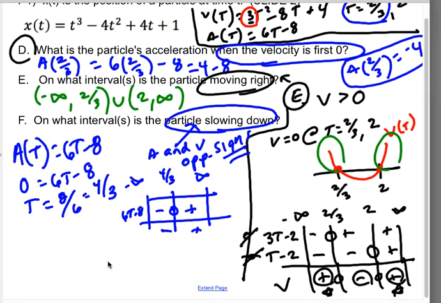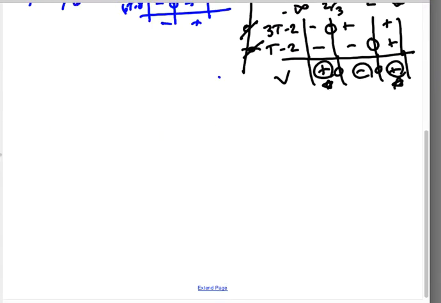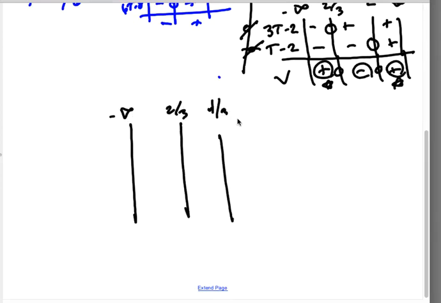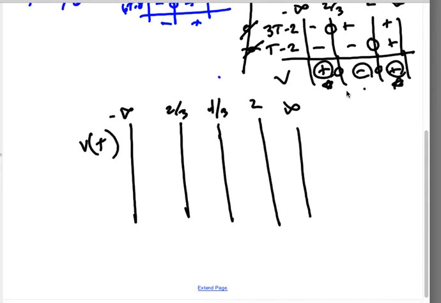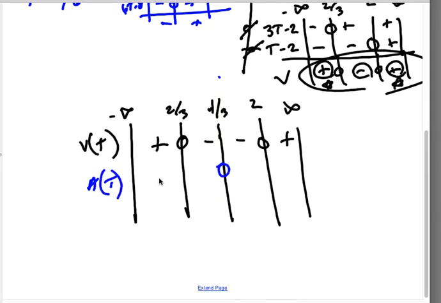So if I combine these pieces of information into one combined sign chart, one big sign chart that has negative infinity, 2/3, the next smallest number, which is 4/3, the next number, which is 2, and then infinity. If we look at my V of t sign chart, which was right here, V is 0 at 2/3 and 2. It was positive before 0, negative in between the zeros, and positive after. And then my A of t, which I did in blue, was 0 at 4/3. It was negative before it hit that point and positive after.